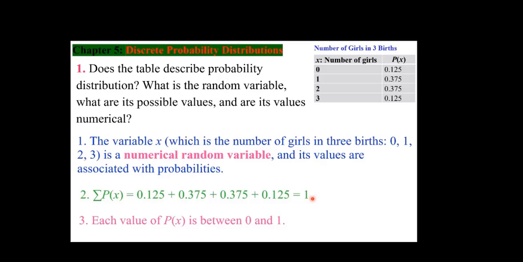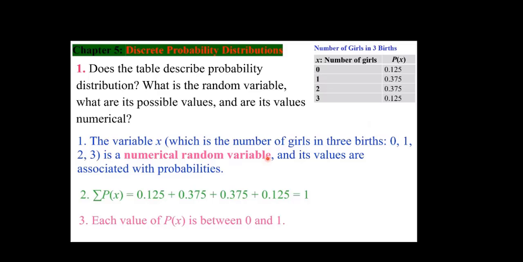And of course, the variable x, which is the number of gears in 3 bits, what can it be? 0, 1, 2, 3. They are all numerical random variables. And they're associated with probability.